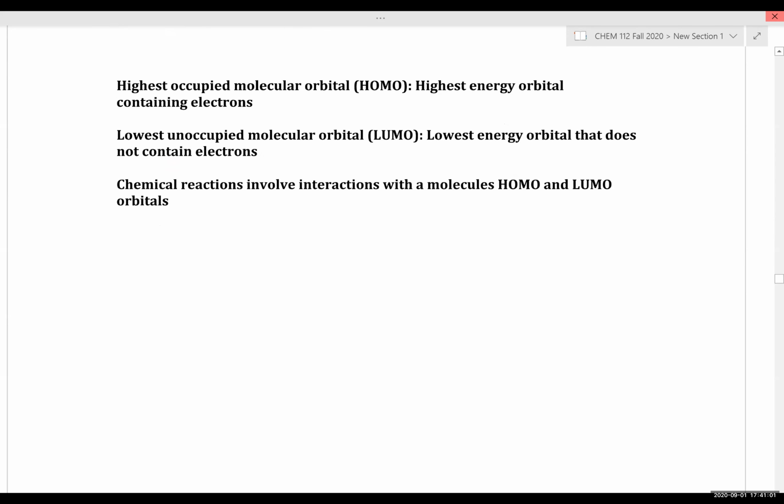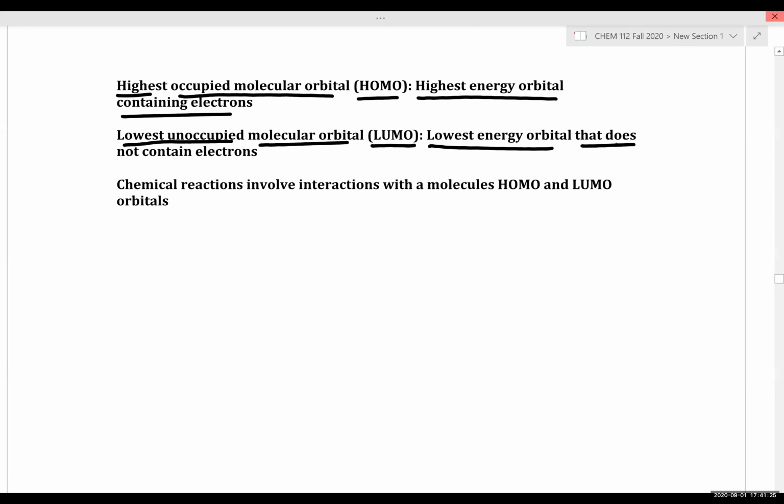Now, there are a few terms that we need to know. The highest occupied molecular orbital, otherwise known as the HOMO orbital, is the highest energy orbital containing electrons. The lowest unoccupied molecular orbital, otherwise known as the LUMO orbital, is the lowest energy orbital that does not contain electrons. Chemical reactions typically involve interactions with a molecule's HOMO and LUMO orbitals.